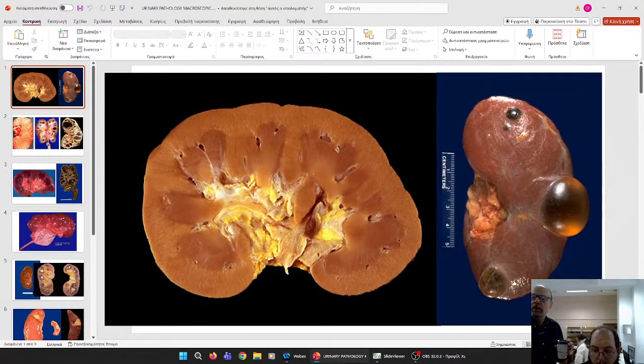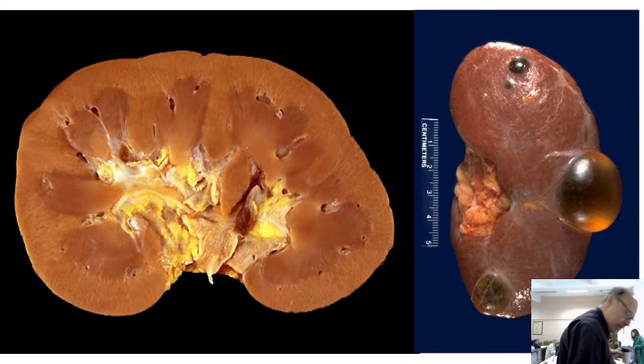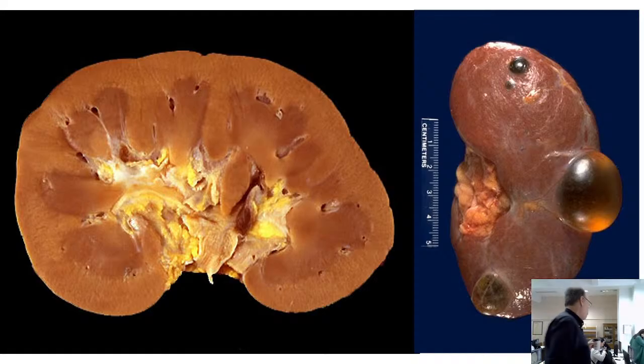Okay. So, may I have your attention, please? We'll have the laboratory exercise for urinary pathology together, and we'll start with some macroscopic images, both lesions and normal.